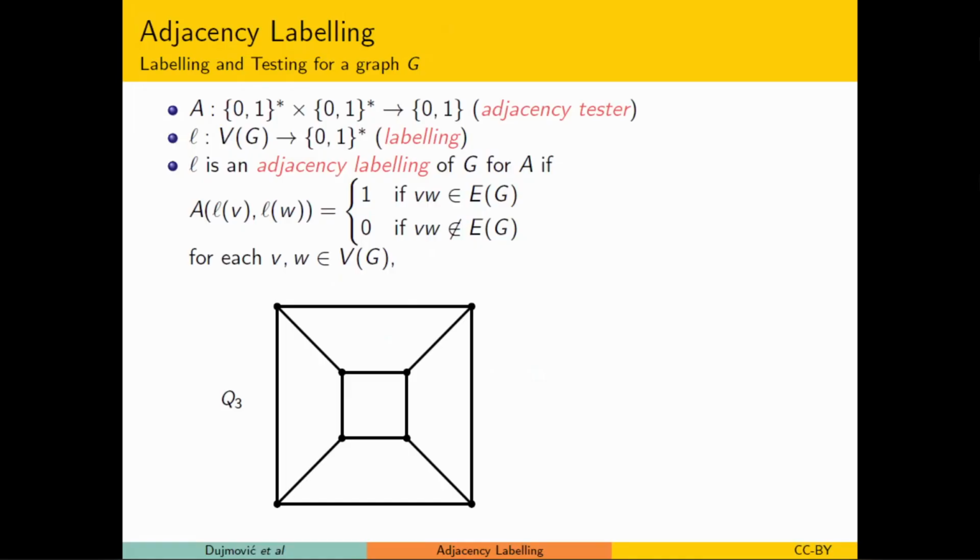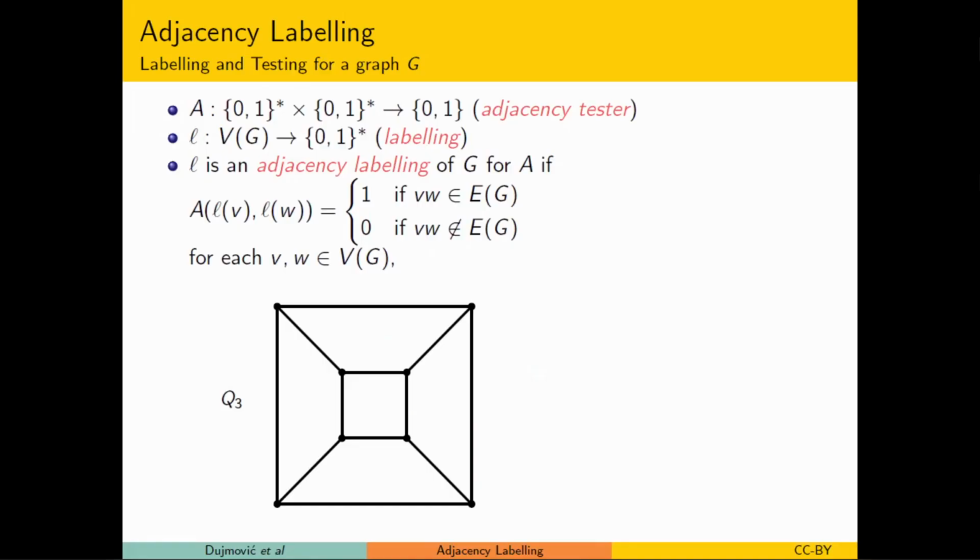But there's a few things that come into it. So one is just a function A called an adjacency tester. It takes 2 bit strings as input, and it outputs a 0 or a 1. That's the only restriction on A, what its inputs and what its output looks like. And now, if you give me a graph and a labeling of its vertices with binary strings, that's just called a labeling of the graph.